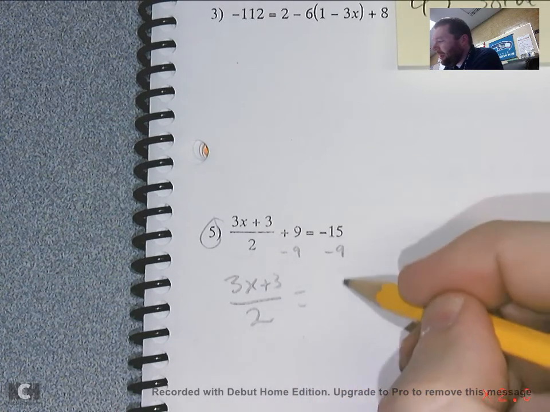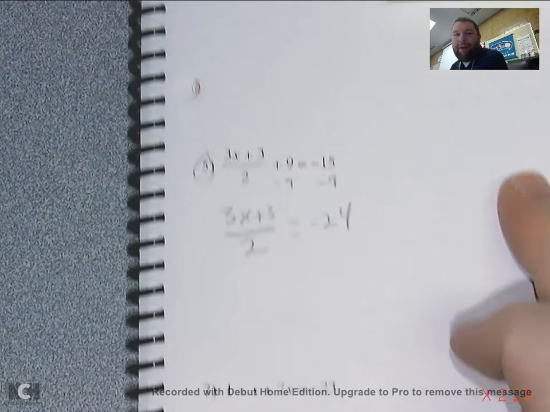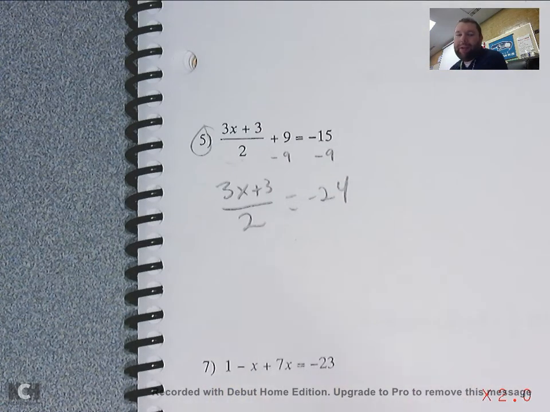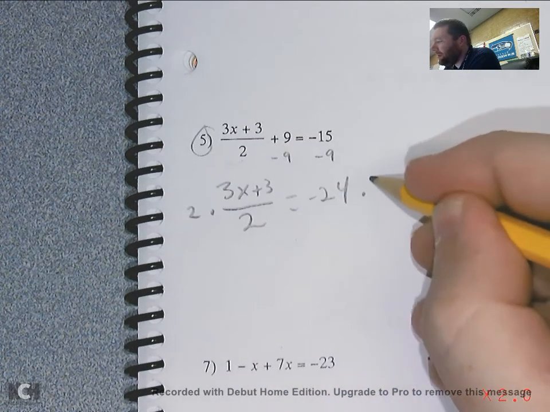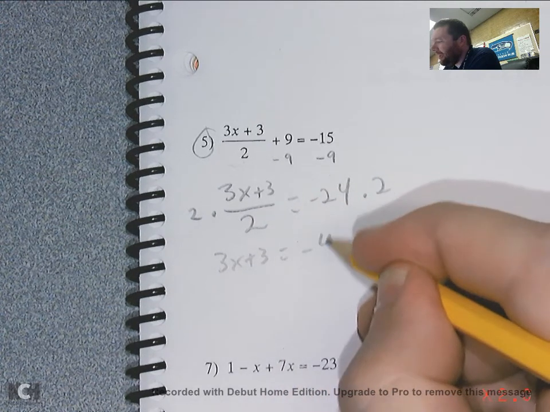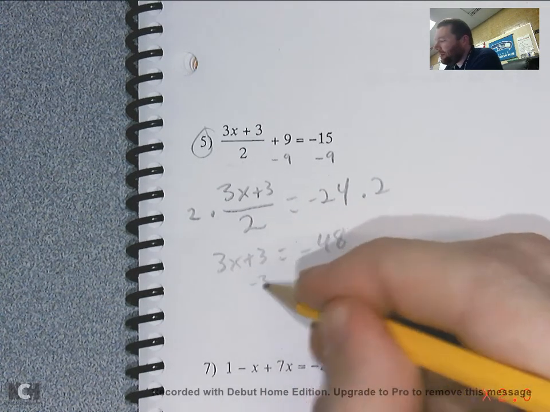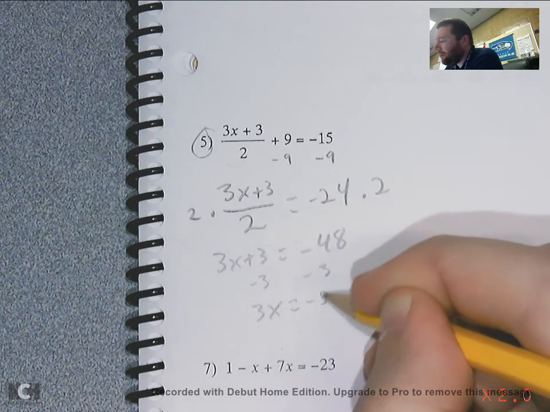And that would be negative 24. And now we just got to get rid of our party. So get rid of the creeper, the acquaintance, and the best friend, right? So we got the creeper here. We're going to get rid of him by multiplying each side by 2. And we get 3x plus 3 is equal to negative 48. And then minus the 3 gives you 3x is equal to negative 51.